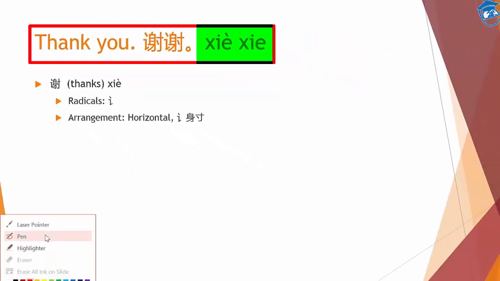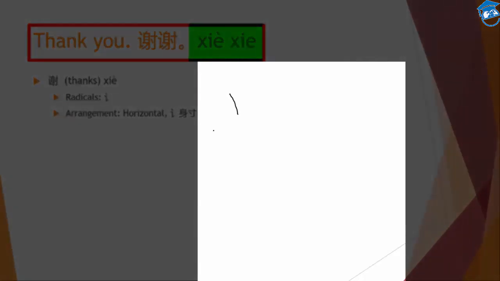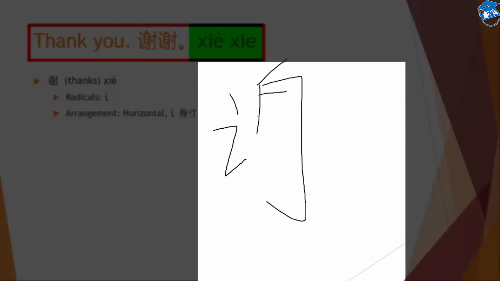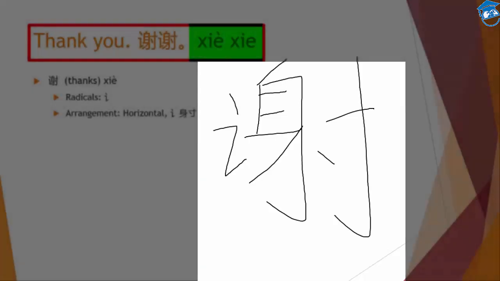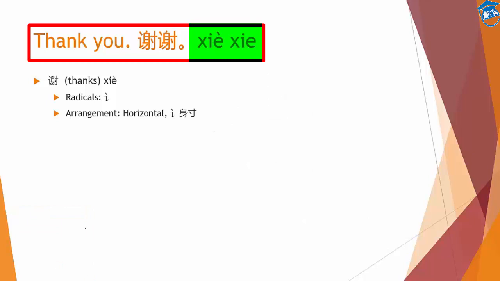And this is how I write 谢, 1, 2, 1 stroke, 3, 4, 5, 1 stroke again, 6, 7, 8, 9, 10, 11, 12. Okay, I admit it looks a bit ugly, but this illustrates my point. The sequence of writing the strokes of xie.